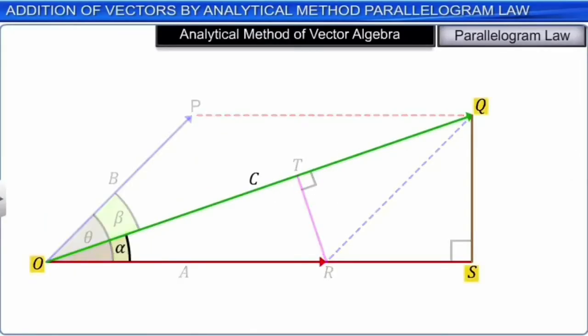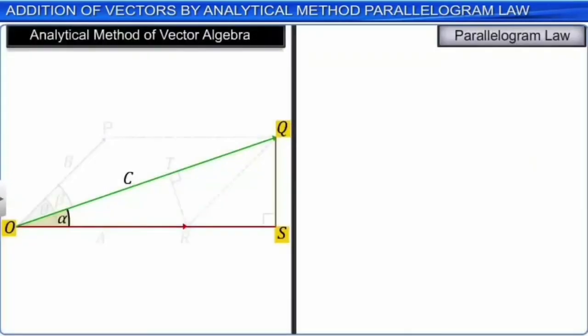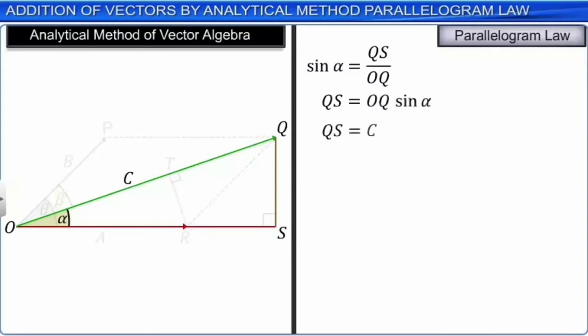To find direction, we will obtain the law of sines. For that, consider right triangle OQS. In triangle OQS, we have sin alpha equal to QS by OQ. That is, QS is equal to OQ sin alpha, but OQ, we know, is the resultant of the two vectors, which is C. So QS is equal to C sin alpha. Let that be equation 7.